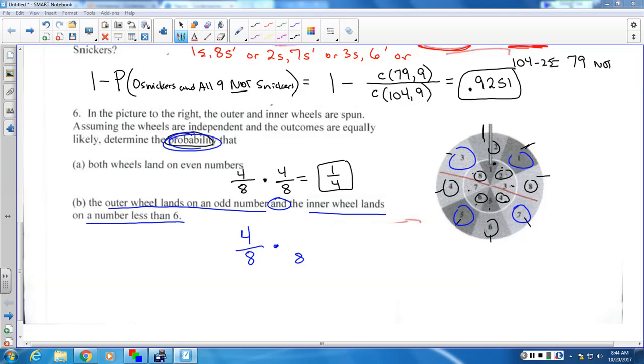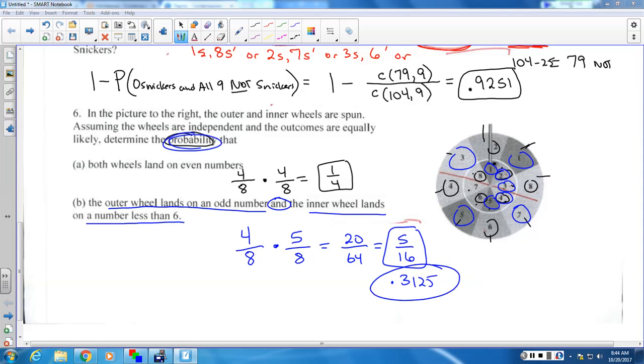The inner wheel lands on a number less than 6. It still has a choice of 8 things to land on. A number less than 6 means it could be 5, 4, 3, 2, or 1. So there's 5 different choices for that one. So that gives us 20 out of 64, which is 5/16, or you could say 0.3125.